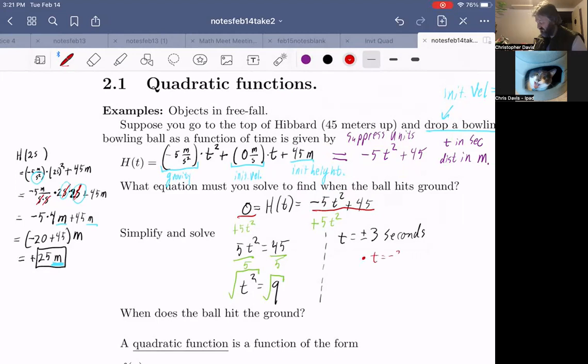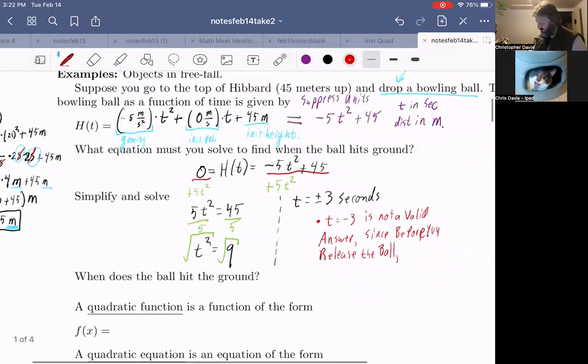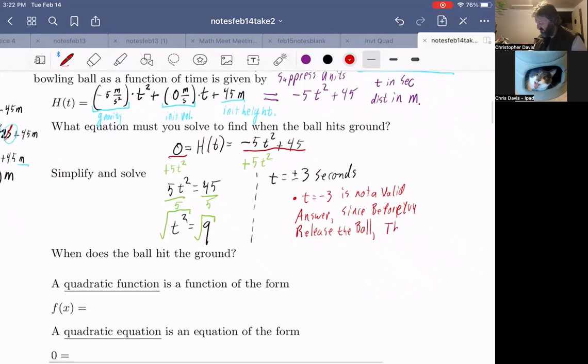T equals -3 is not a valid answer, since before you release the ball, the model does not apply.